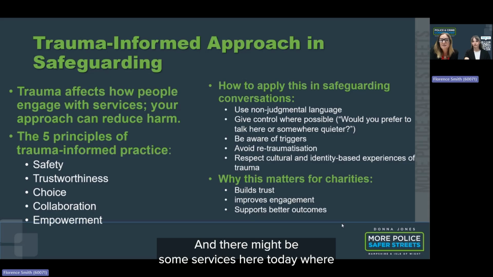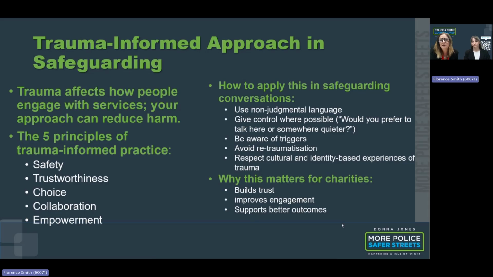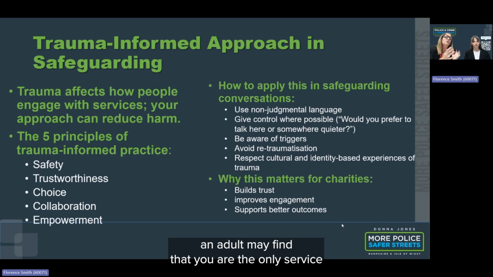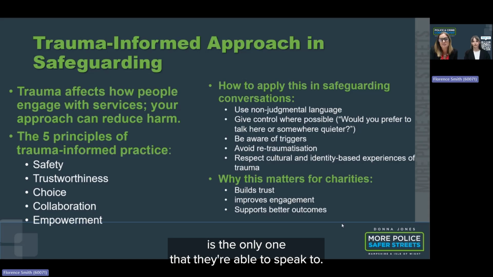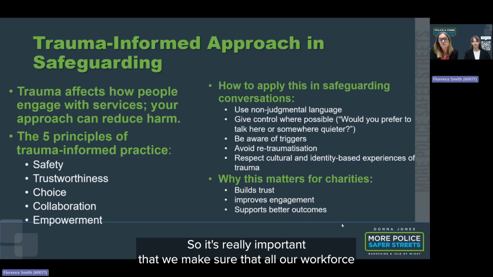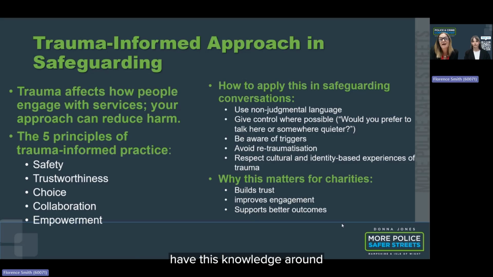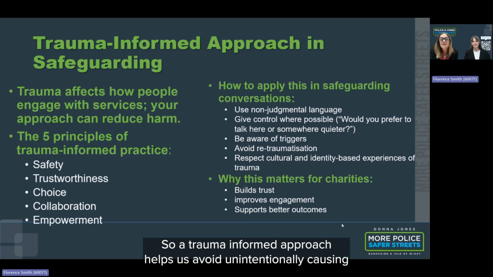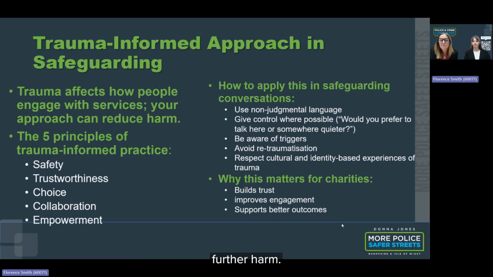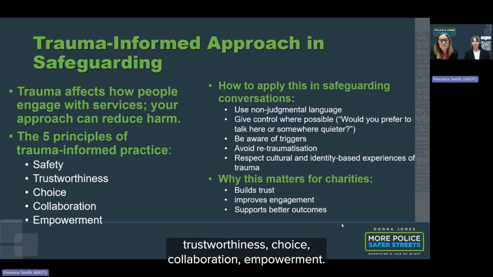And there might be some services here today where an adult may find that you are the only service, or that professional or volunteer that they're working with is the only one that they're able to speak to. So it's really important that we make sure that all our workforce have this knowledge around what they'll be doing and how to make those reports. So a trauma-informed approach helps us avoid unintentionally causing further harm. It's based on the 5 principles: safety, trustworthiness, choice, collaboration, empowerment.